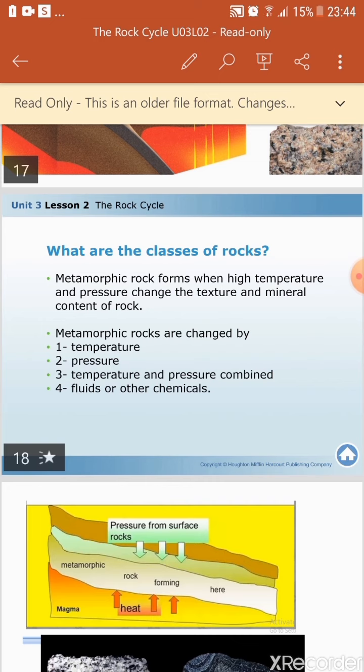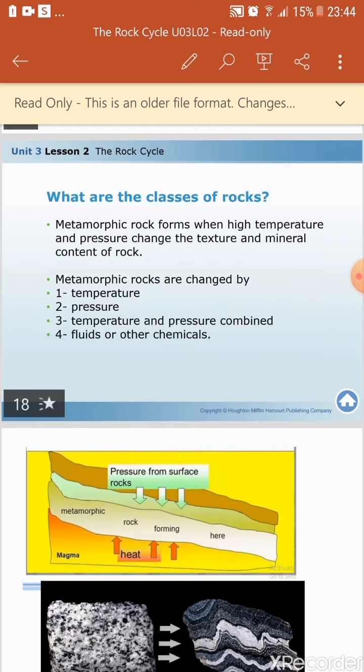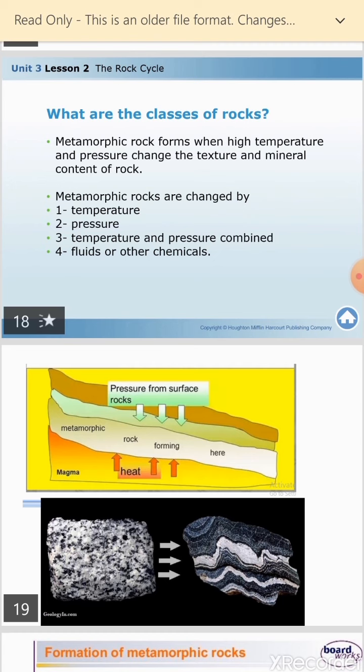It can be the temperature alone, or pressure alone, or temperature with pressure together, or fluids or other chemicals. We can say chemical reactions. The most important one is the third. Always we say what can form the metamorphic rocks: heat and pressure.